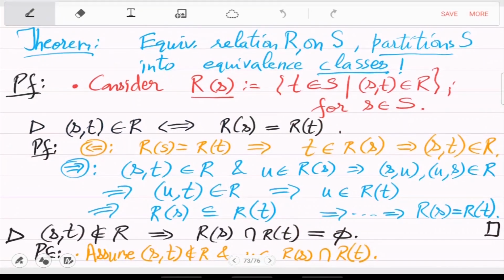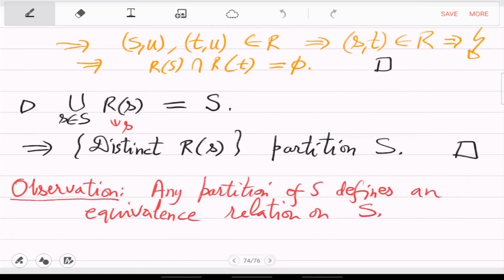So what we showed is that an equivalence relation on a set S, so obviously a relation from S to itself, is nothing but a partition of the set. On one side, we have shown an equivalence relation partitions the set S into classes. And the other side is, what is the proof of this? If I give you a partition of S, how do you define an equivalence relation respecting this?